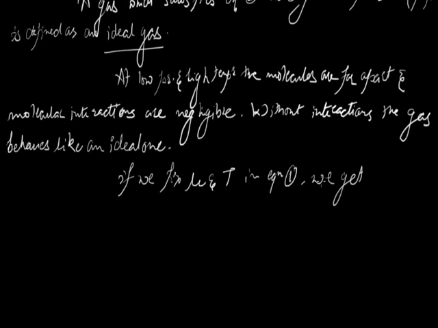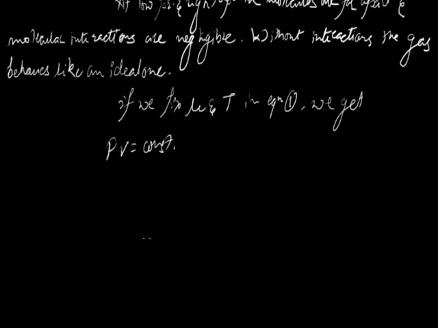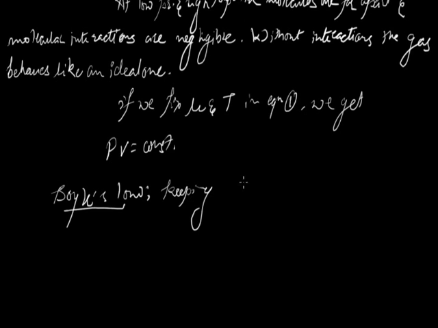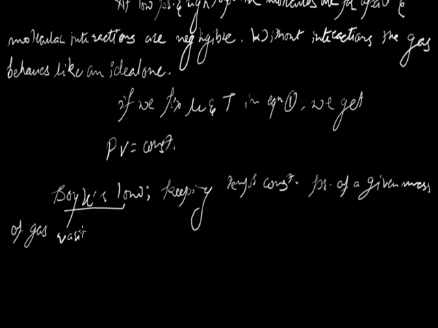what do we get? We get PV is equal to constant. So keeping the temperature constant, the pressure of a given mass of gas varies inversely with volume. And this is Boyle's law. So we can write Boyle's law here: keeping temperature constant, the pressure of a given mass of gas varies inversely with volume.